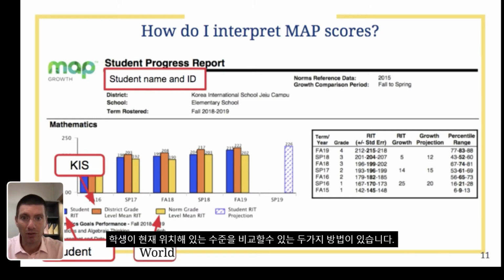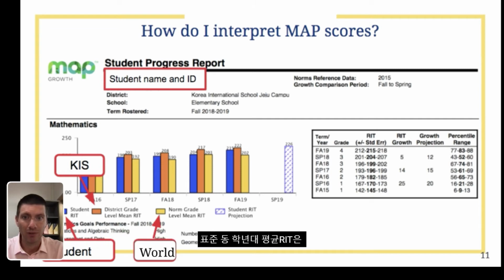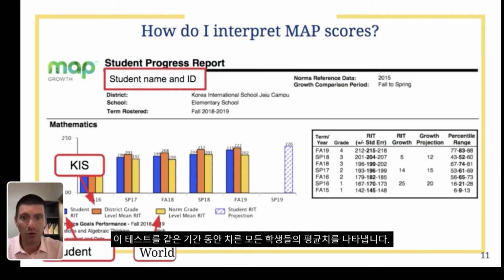It is possible to see where your child is in comparison to the 2 other norms. The district grade level RIT mean is the KISJ grade level mean, or average RIT score. This is the average score for all students in the grade at KISJ. The norm grade level mean RIT is the mean or average RIT from all students in the world who took this test and are in this grade.